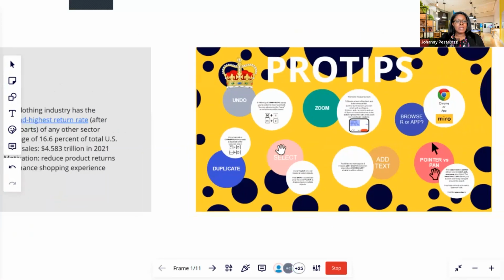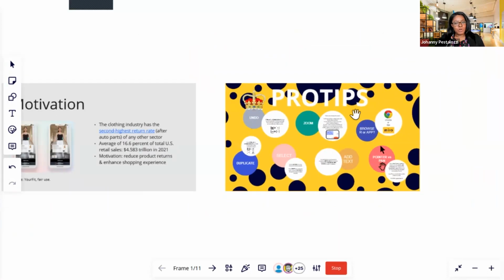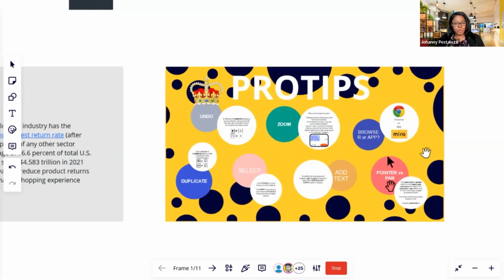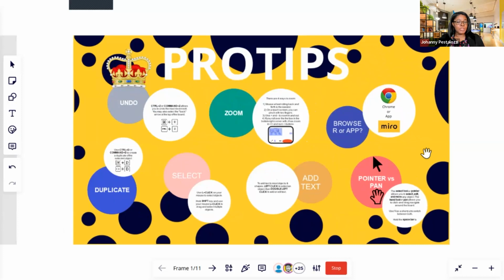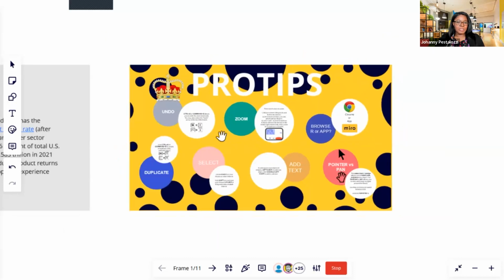Good, so let's go then directly to the exercise. Before we move on, Helena shared with us this board where she provides us some details into how to use Miro in case you are new with the tool. And here you have different details to undo, to zoom, or to browse, add text, etc. So you can just refer to this board during the session in case you have some questions later on.